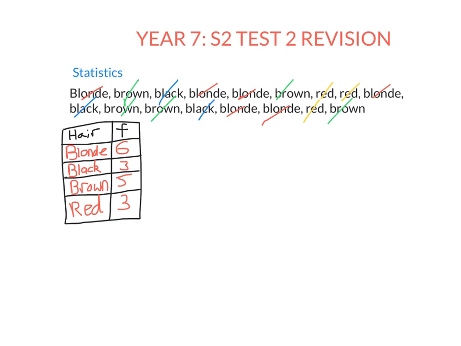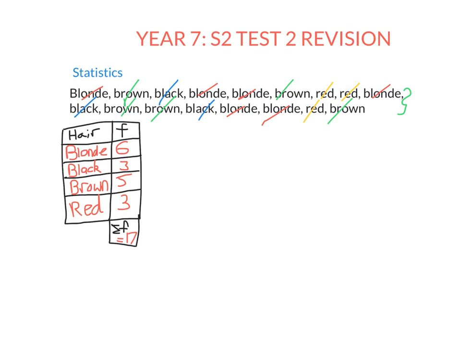So usually in frequency tables, you see something like this. This means sum of frequency. It basically means the total. So 6 plus 3 plus 3 plus 5 is 17. So we just might quickly check that up here there are 17 descriptions of hair, and there are, so we know we've done something right.